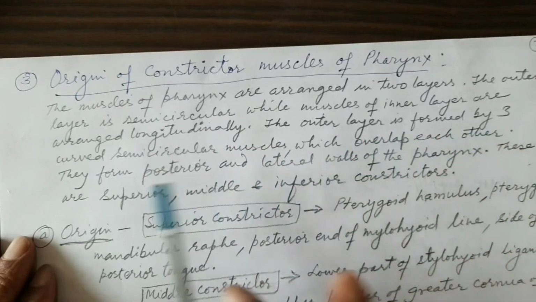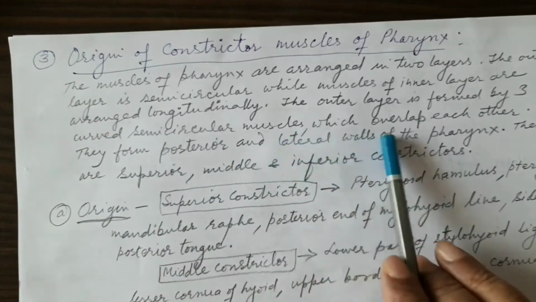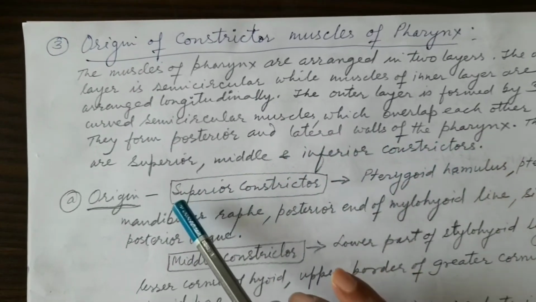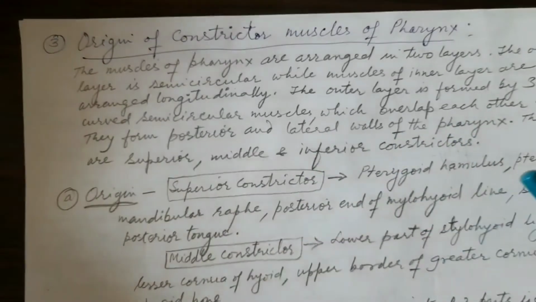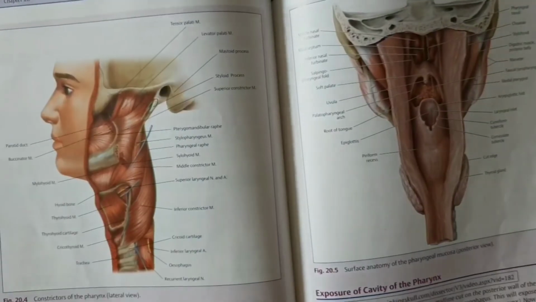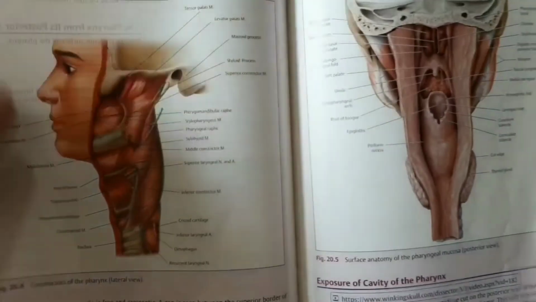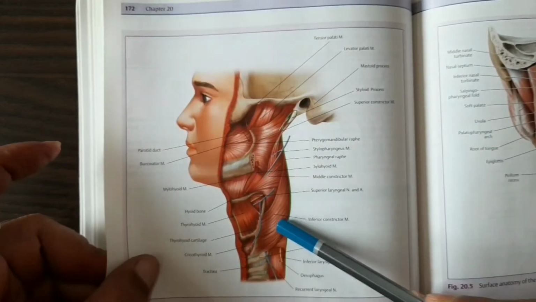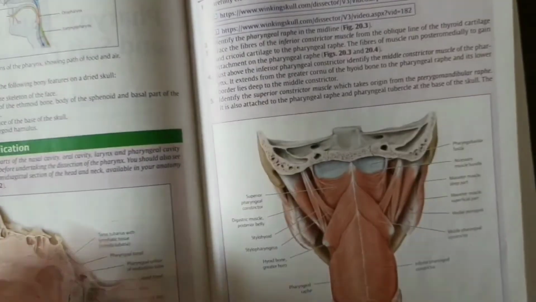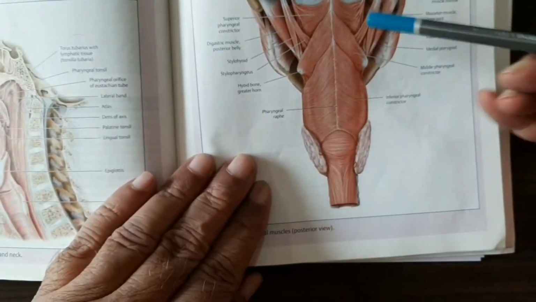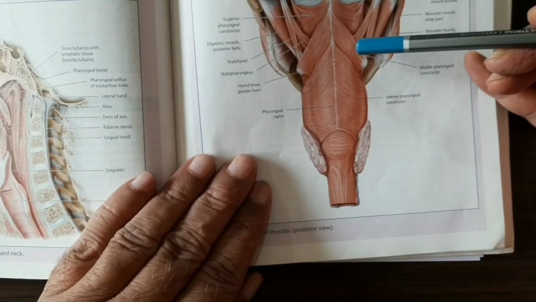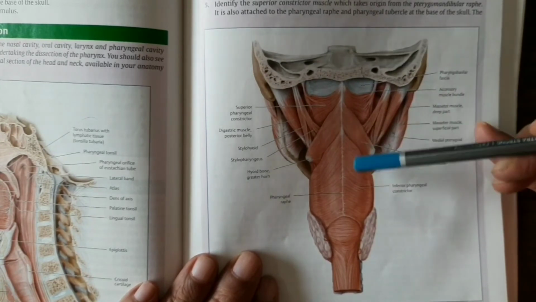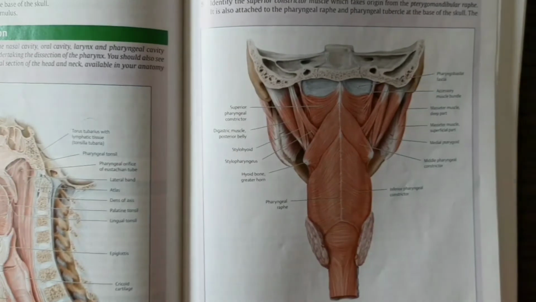The outer layer is formed by three curved semicircular muscles which overlap each other, and they form the posterior and lateral wall of the pharynx. These are, as I showed you, the superior, middle and inferior constrictor muscles, which are seen from the posterior. See it from the lateral side: superior, middle, and this is the inferior constrictor muscle, which from the posterior aspect are seen very well here, and they overlap each other. Overlap each other means the superior is overlapped by the middle, which is overlapped by the inferior constrictor muscle.